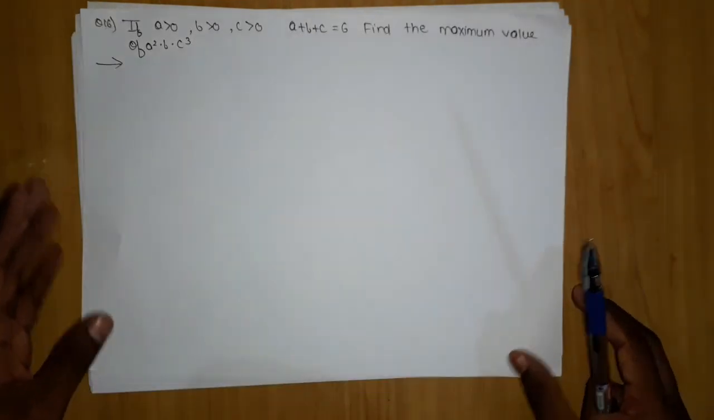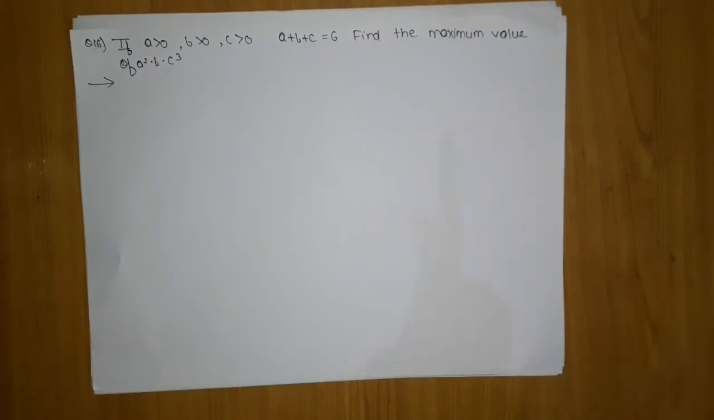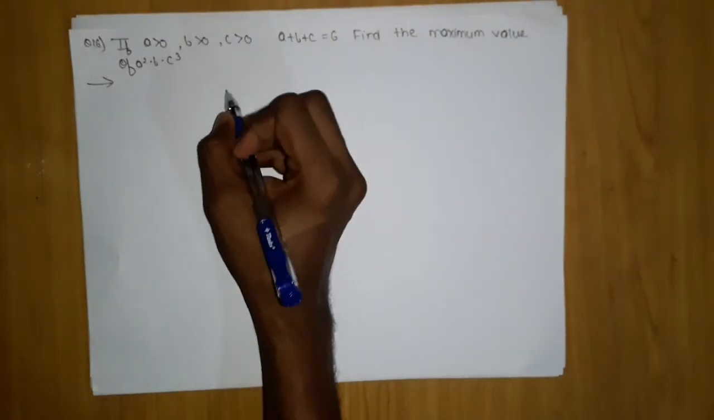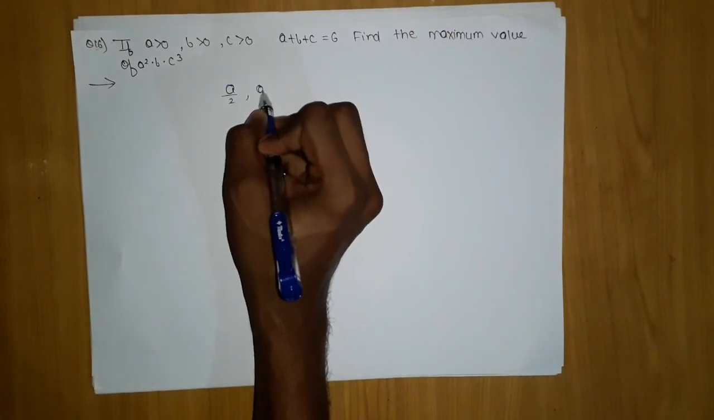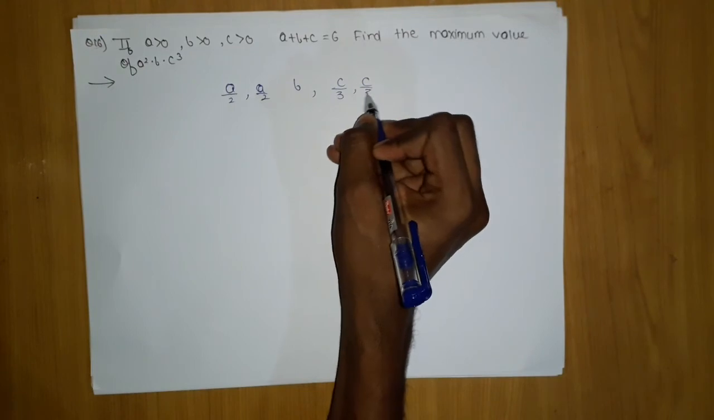Okay, now let's move on to the next question. The next question is the 16th question, which is this question. This is a general question of power. If a greater than 0, b greater than 0, c greater than 0, and a plus b plus c is equal to 6, then find the maximum value of a square b c cube. Break a into a by 2, a by 2, b keep it as it is, c into c by 3, c by 3, c by 3.